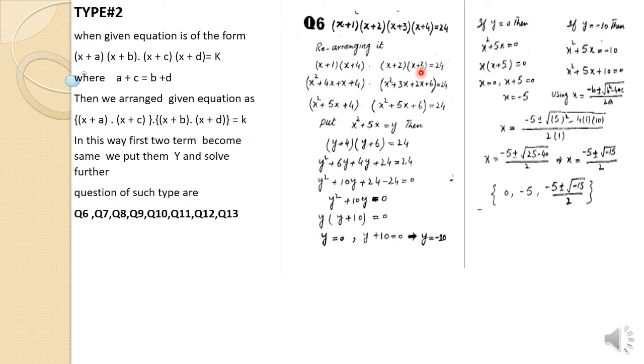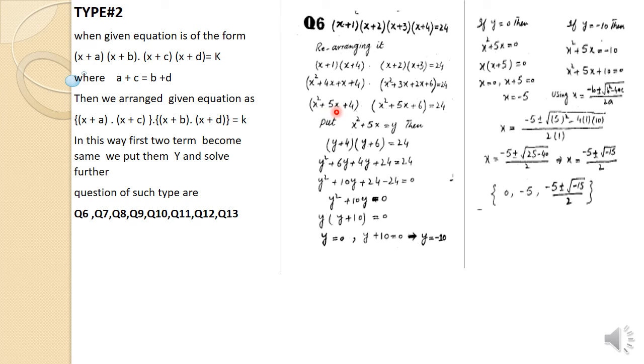So we write (x + 1)(x + 4) and (x + 2)(x + 3). Now you can again check that 1 + 4 equals 5 and 2 + 3 equals 5. That's why we arrange in this form, and this equals 24. We multiply this bracket, we will get this term, and we multiply this bracket, we will get this term.